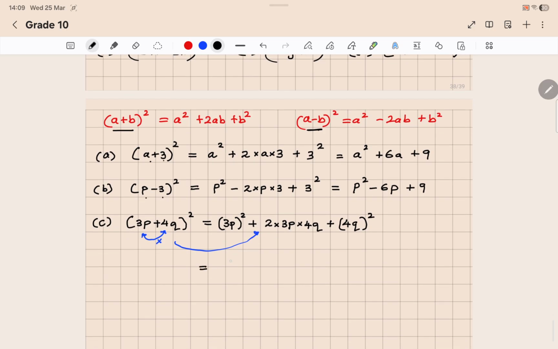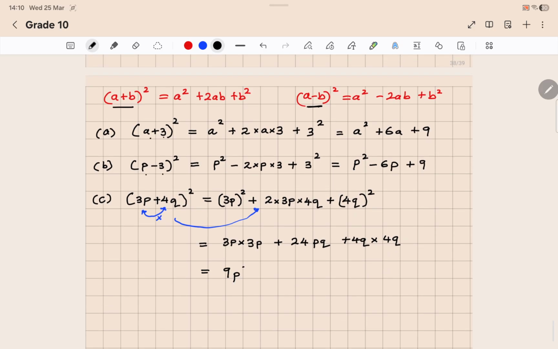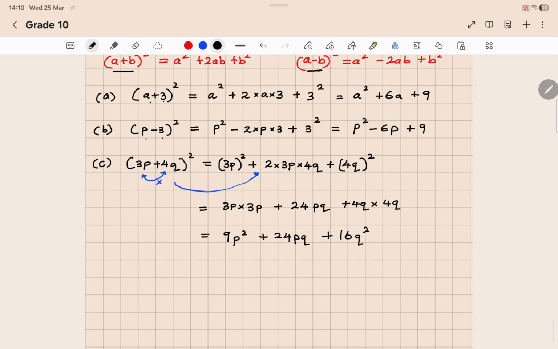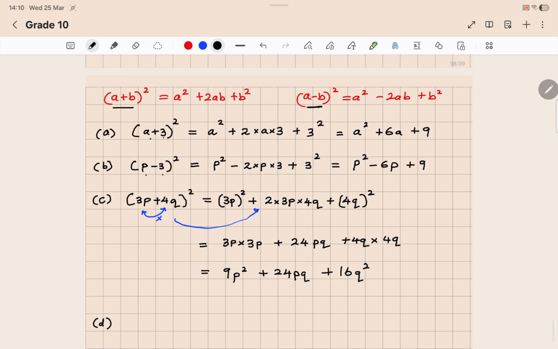Right, simplify. 3p into 3p is 9p squared. Let me write it. 3p squared means what? 3p into 3p. This simplifies into 2 into 3 is 6, 6 into 4 is 24pq, and 4q squared is what? 4q into 4q. Right, simplify. You get 9p squared plus 24pq plus 16q squared. Right, so that's the expanded form. Right, let's look at the next one.